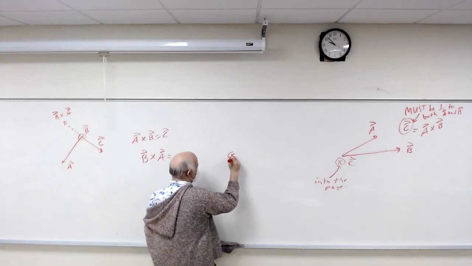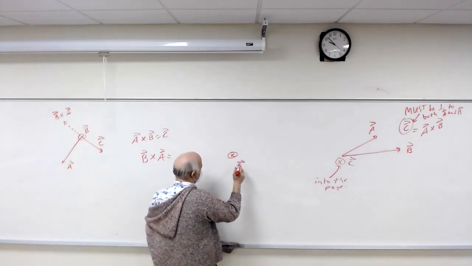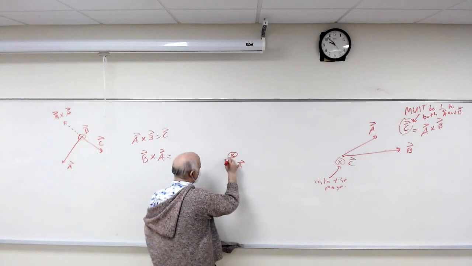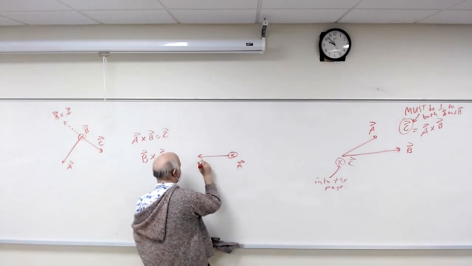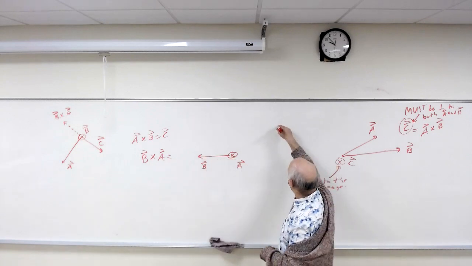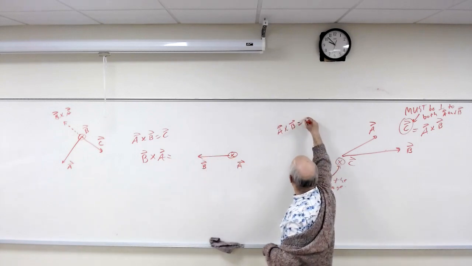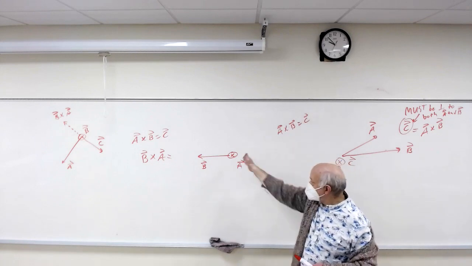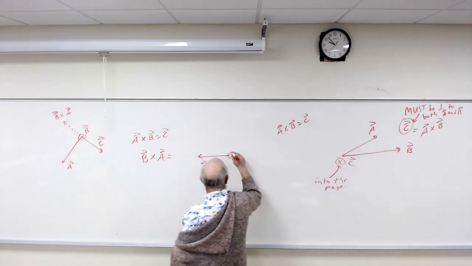So let's say I have A, and let's see. What's that one? Upward. Just cross B. Everyone agree? A cross B.